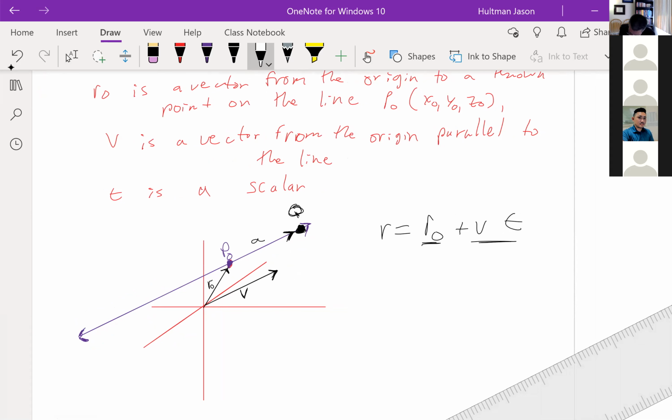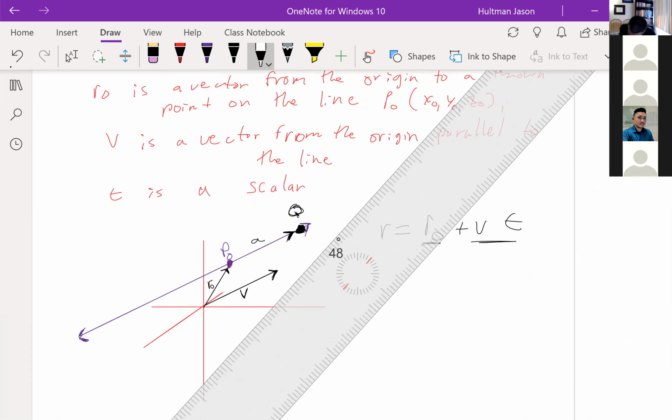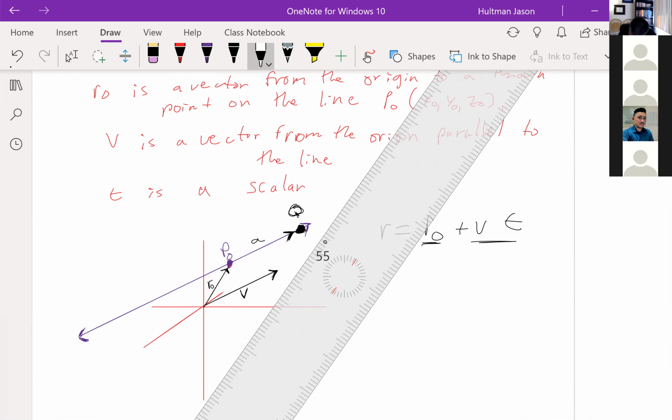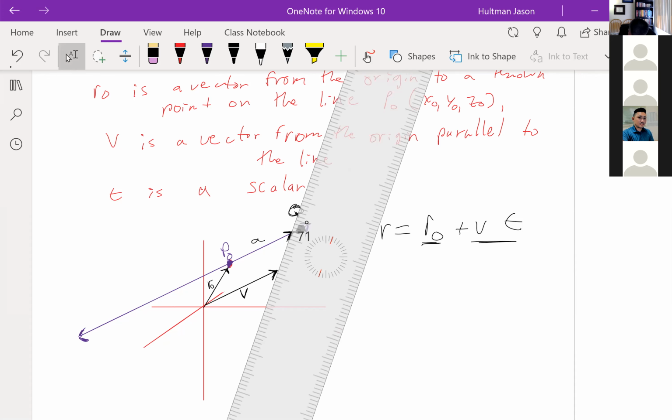Okay, so I'm going to get rid of this line here. This is just an auxiliary line, just to let you guys know. Okay, but how would I add these? Well, I would get this parallelogram here.